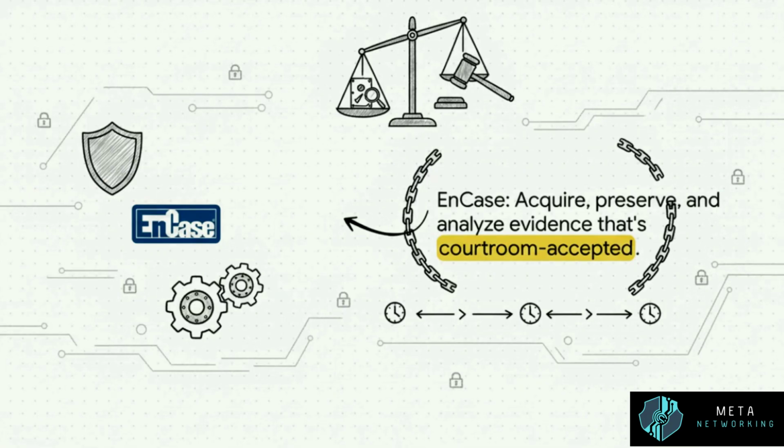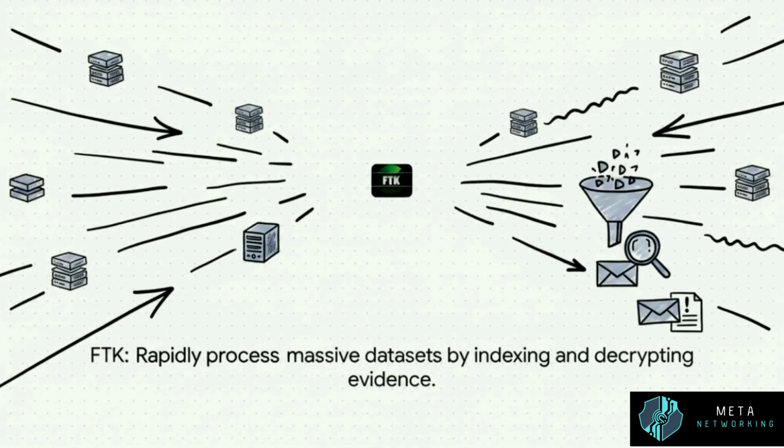Well, it all comes down to its reputation. For decades, it has been the gold standard for collecting court-admissible evidence. Its entire process, from acquiring the data to analyzing it, is built from the ground up to be legally defensible. Now, if EnCase is the trusted legal standard, FTK's job is to be the speed demon.